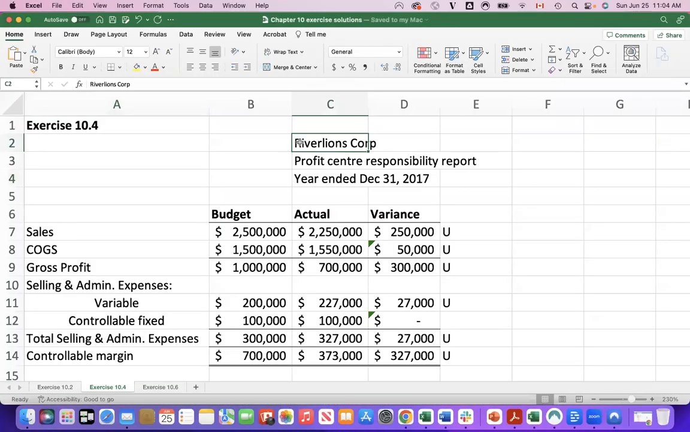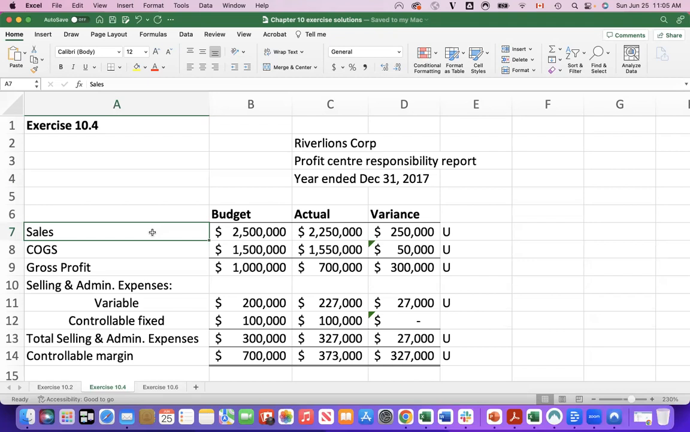Again, starting with the heading, name of the company, River Lions Corp. Name of the report, profit center responsibility report, and then the reporting period, in this case for the year ended December 31st of 2017. We're going to have a column for each item for the budgeted amount, for the actual amount, and then a column for the variance. And we're setting this up as a gross profit income statement, essentially. This should be very familiar from your financial reporting course.